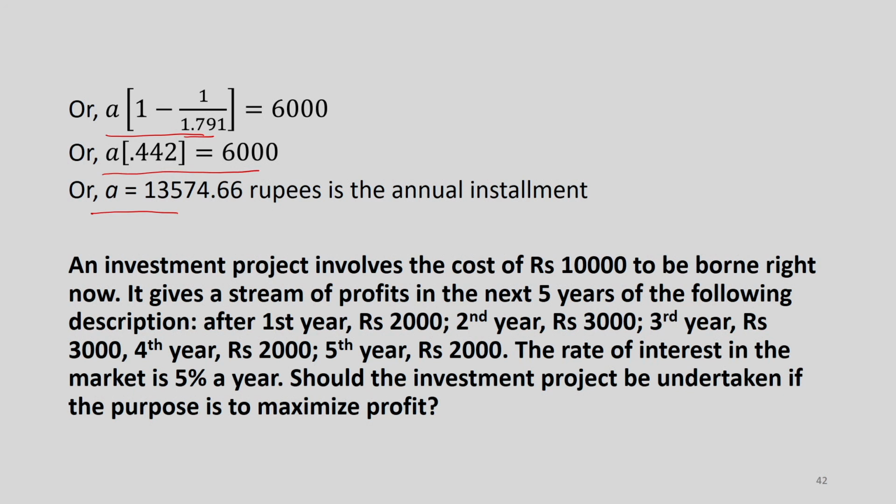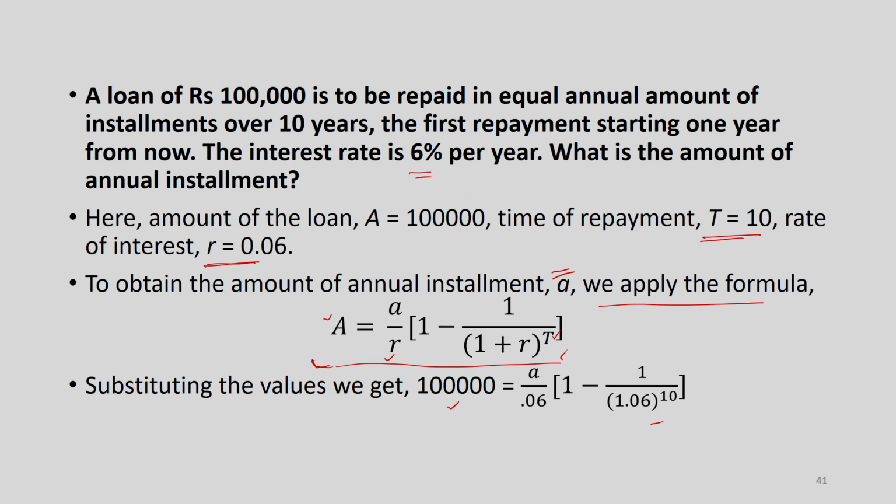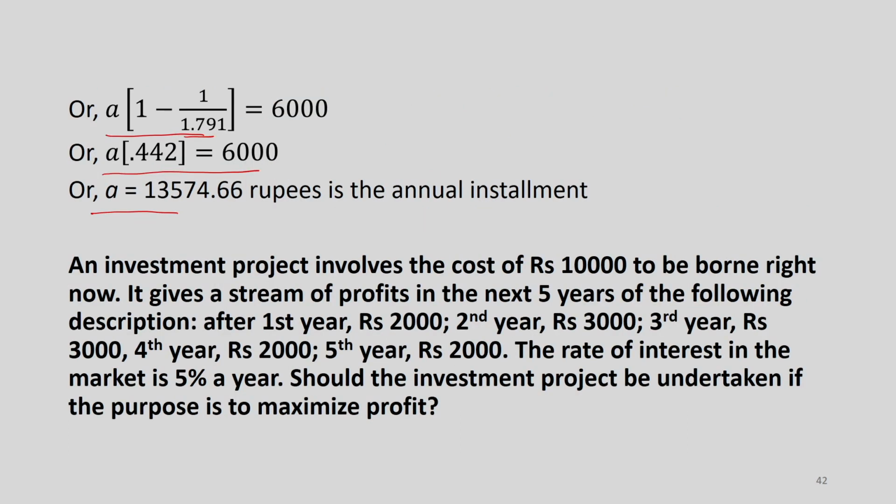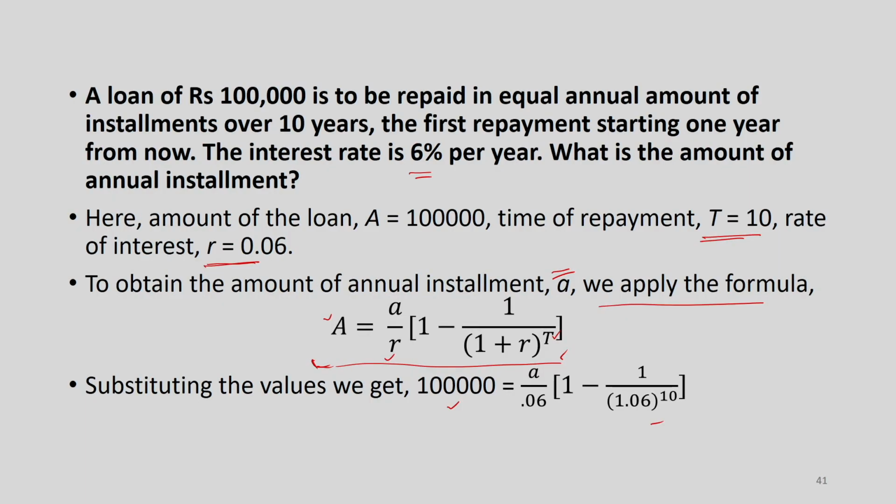If the rate of interest had been higher, suppose instead of 6% the rate of interest is 10%, then this 3,574 would have gone up. Each year he would be required to pay more if the rate of interest had been higher. Okay. So, this is one practical application of geometric series which we often encounter in finance and economics.